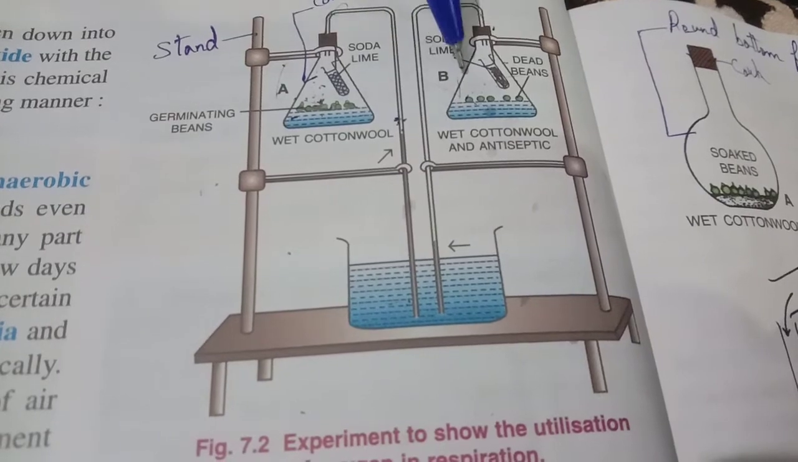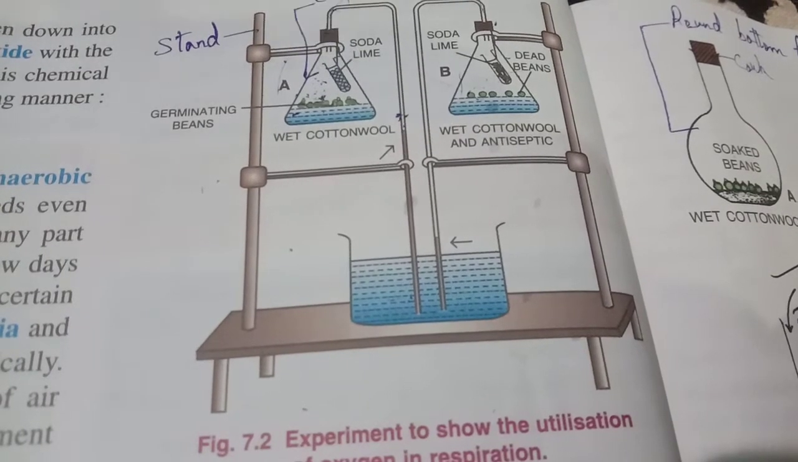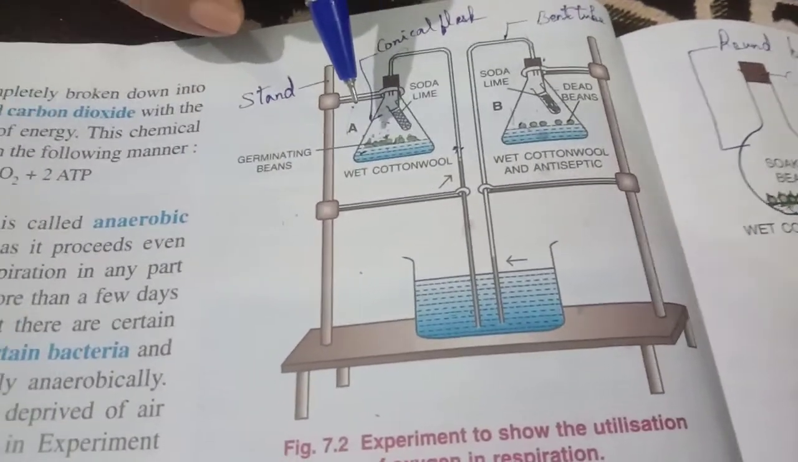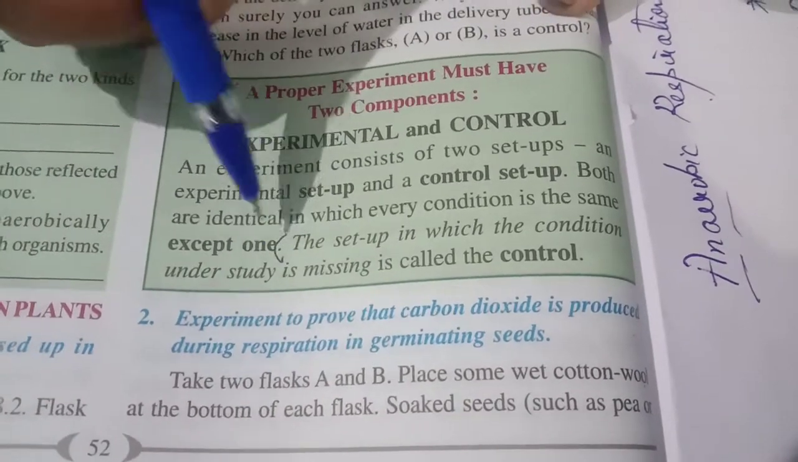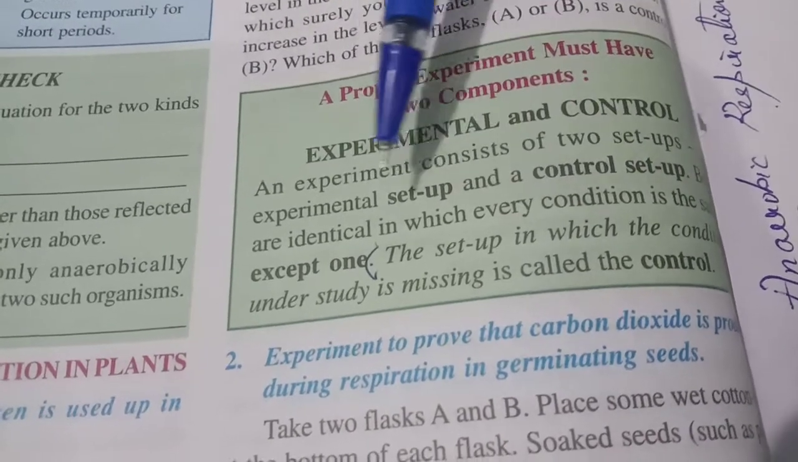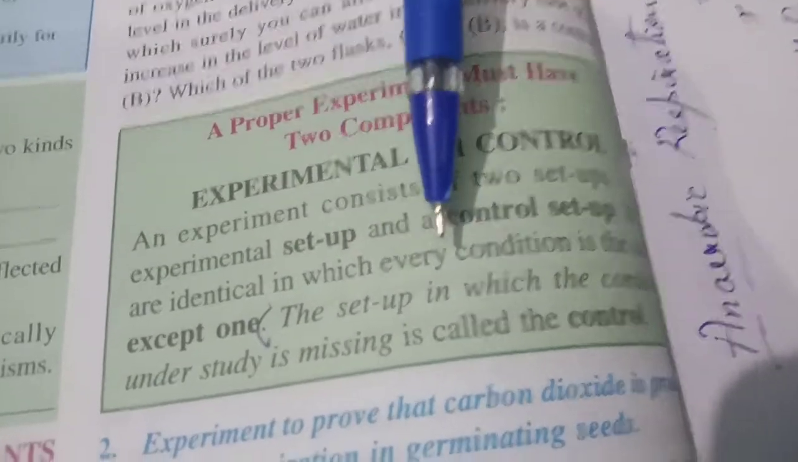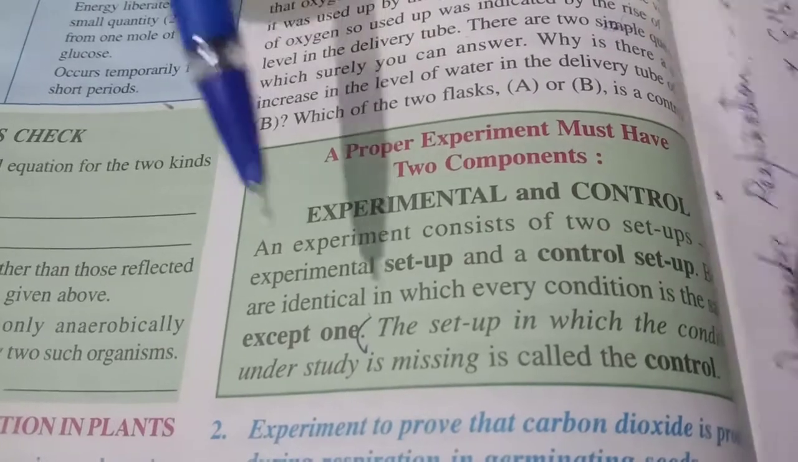So what do we want to prove in this experiment? That oxygen is used up in aerobic respiration, or in other words, aerobic respiration takes place in the presence of oxygen. Clear? Now come to the next experiment. You write this definition of control. Sometimes it may be asked here. You already have it in the book. The setup in which the condition under study is missing is called the control, or you can say in your own words, it has all the conditions the same as the experimental setup except the one which we want to study. Now come to the next experiment.